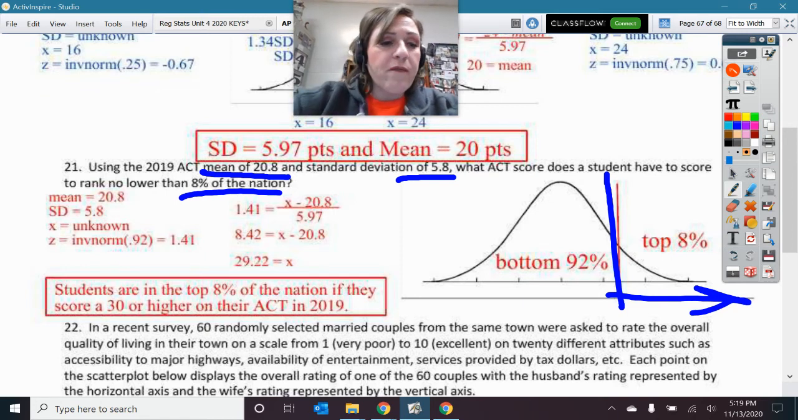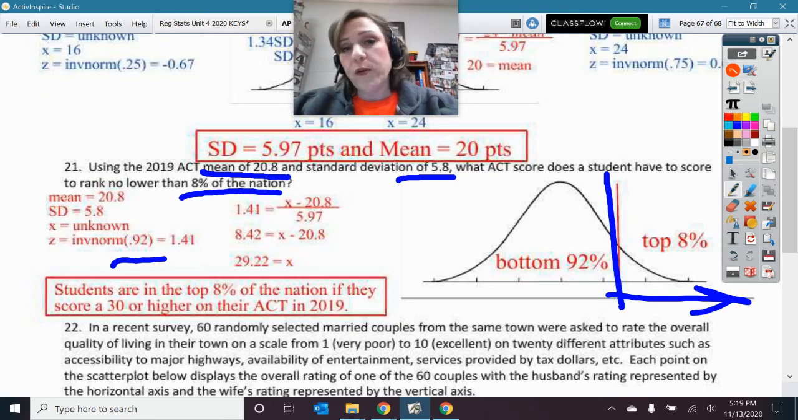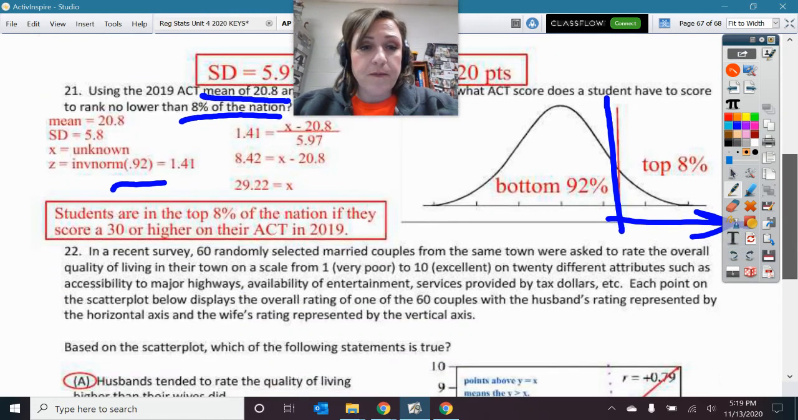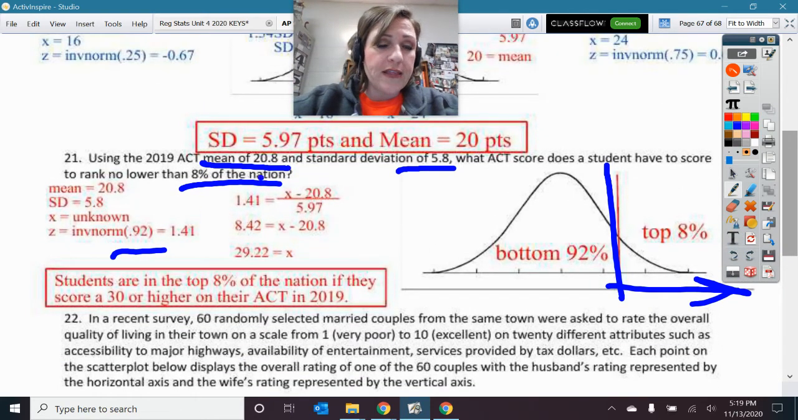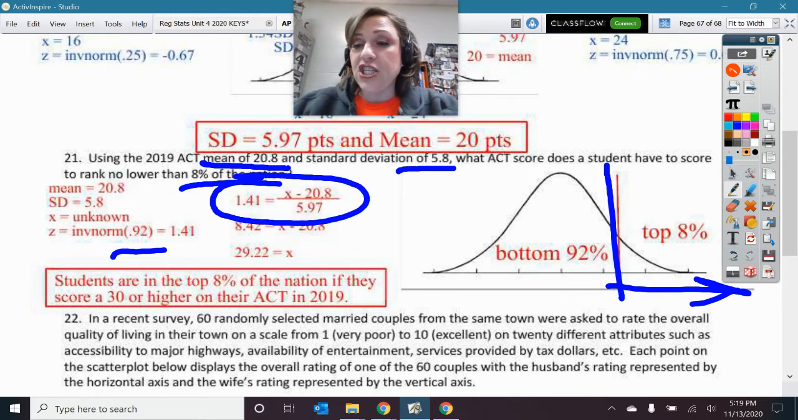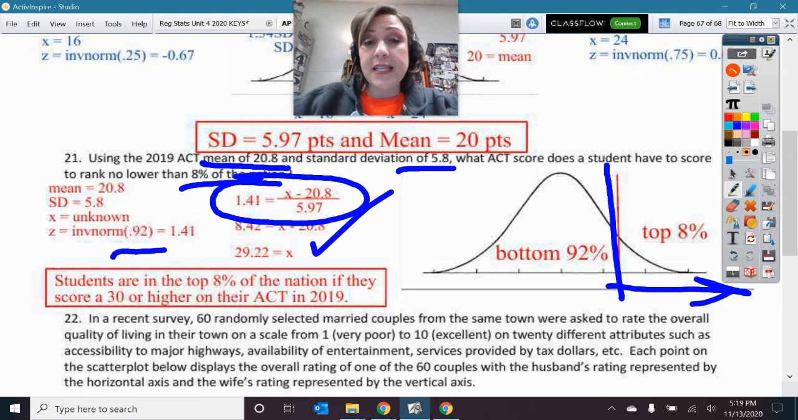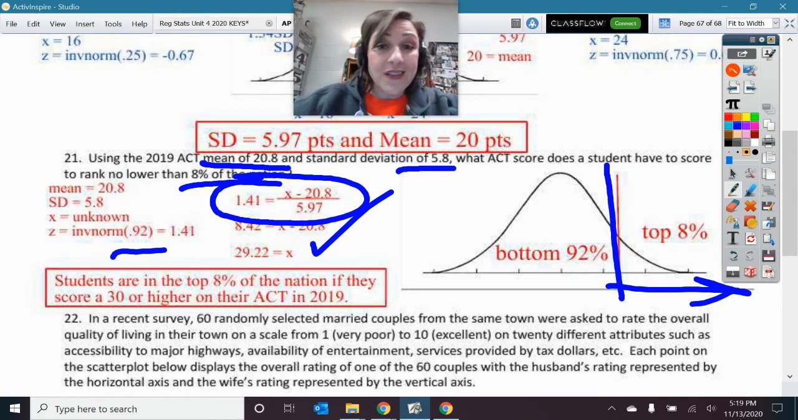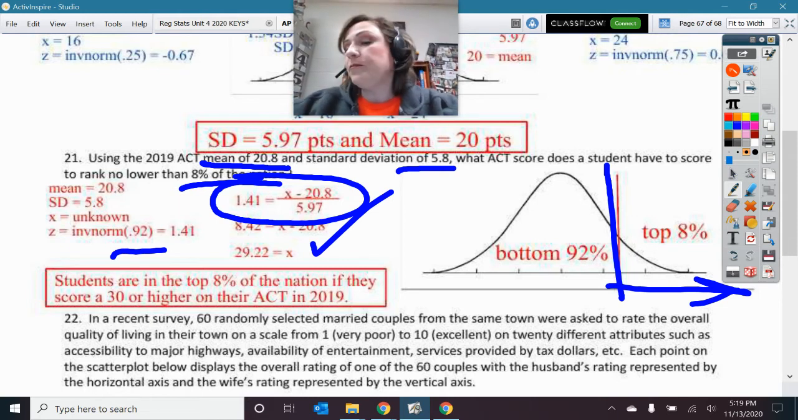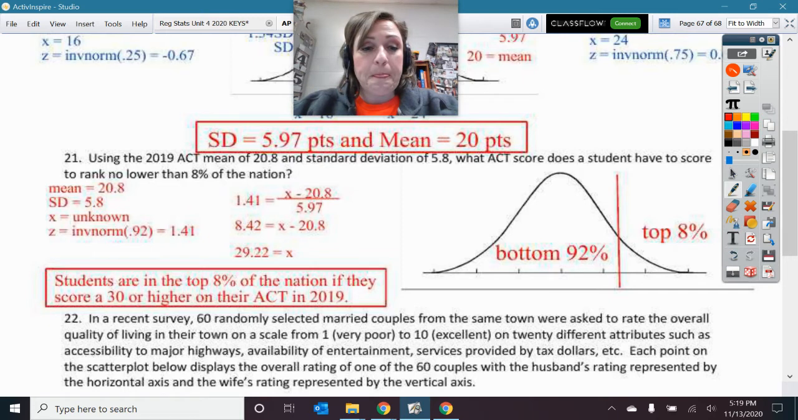So it's inverse norm of 0.92, or the right 0.08. Then you get that z-score, and then you set it up with x minus the mean over standard deviation, and you solve. This actually had some wrong answers on the last test, so let's take a look at it.